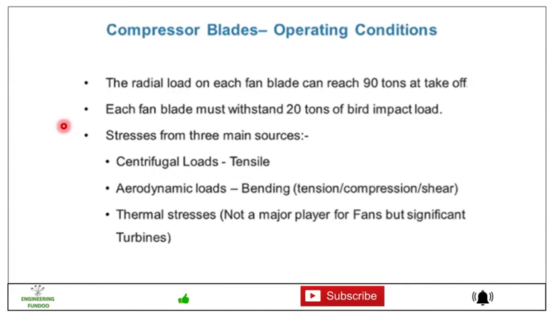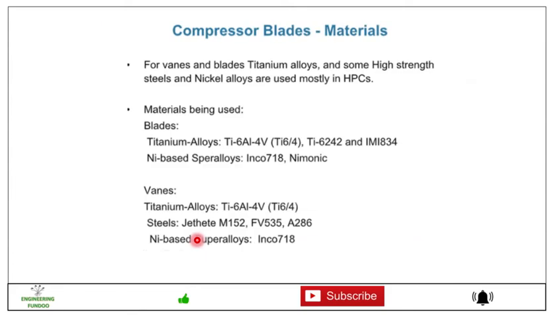now the compressor blade. The compressor blade operating condition is such that the radial load on each fan blade can reach up to 90 tons at takeoff time. So at takeoff time the maximum load is generated, and each blade must withstand 20 tons of bird impact load. The stresses come from three main sources: centrifugal loads, tensile, then aerodynamic load, bending, and thermal stresses. Thermal stress is not a major player for fans but is significant for turbines.